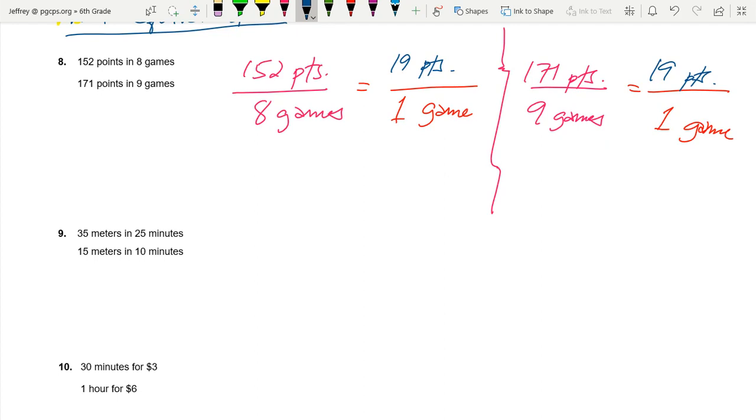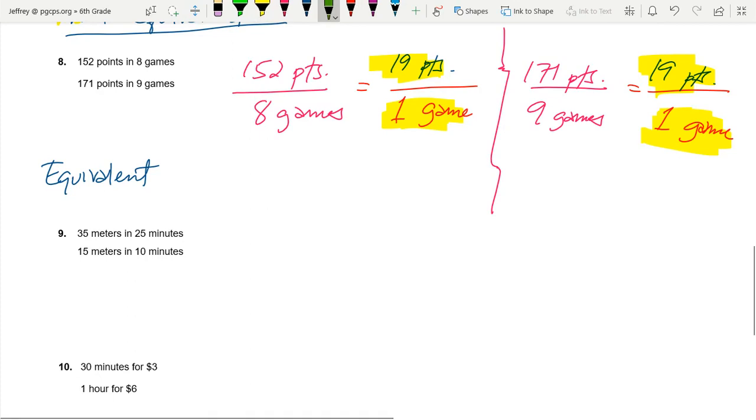So that means these two rates are equivalent because the unit rates are the same. For one game, you get 19 points, and the other rate, the unit rate is the same thing. For one game, you get 19 points. Now let's do number 9.